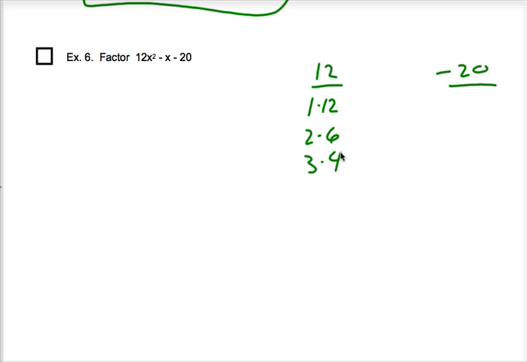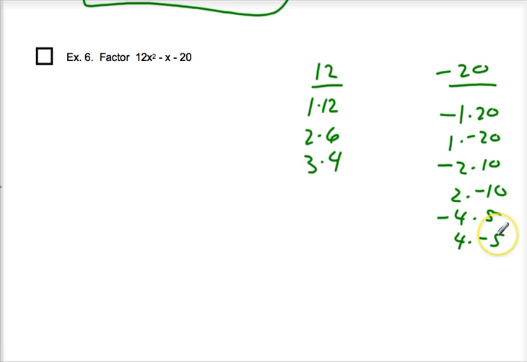Negative 20, because it's negative, tells me that I've got to have one of each sign. So I could go negative 1 and 20, but I could also go 1 and negative 20. I could go negative 2 and 10, but I could also go 2 and negative 10. I could go negative 4 and 5, but I could also go 4 and negative 5. I still have to switch one of these. I won't want to switch the right because that is a lot of factors. So I'll switch the one on the left, so I can have 4, 3, 6, 2, 12, 1.